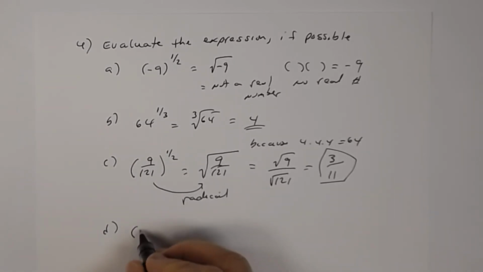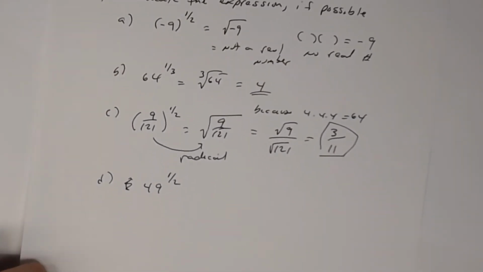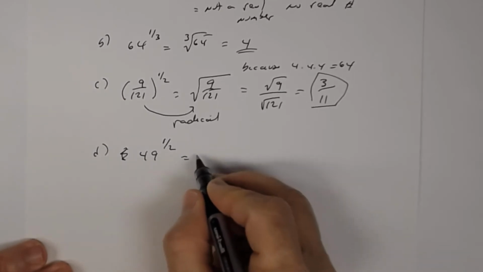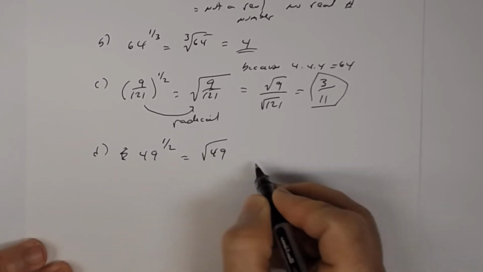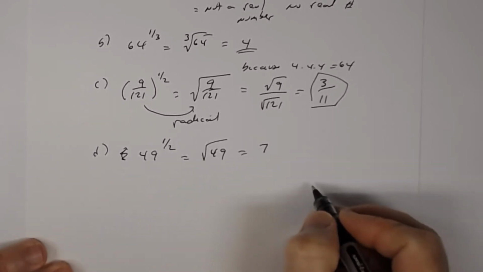All right. D. Let's suppose in D we had, and I think I've already done that one, but let's do something like this then. So this is D. Let's say we had 49 to the 1/2 power. If I change it to a radical, that's going to be the square root of 49, which is 7, because 7 times 7 is 49.